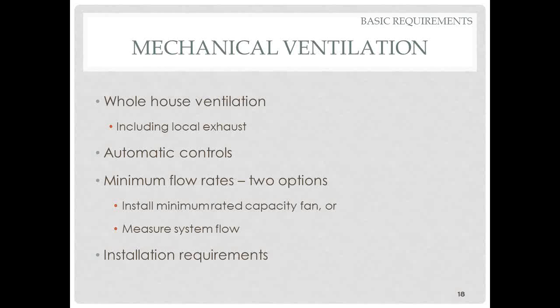There needs to be some scheme for automatic operation, either continuous or on some sort of timer, so that the ventilation system can operate without people having to remember to turn things on or off on a regular basis. There are minimum flow rates. You're required to move a certain amount of air based on the size of the building, and builders have two options for that. You can install a fan with a certain minimum rated capacity, and that number is going to depend on the size of the house.